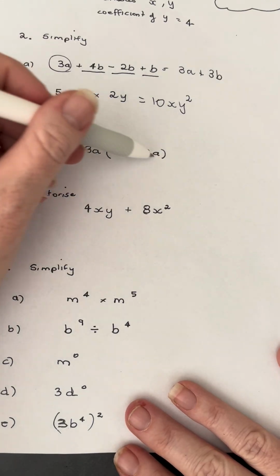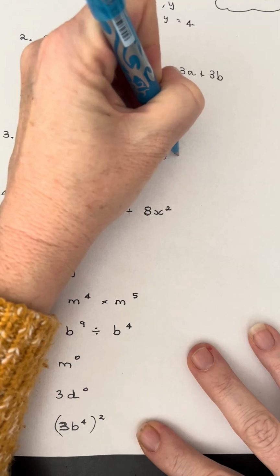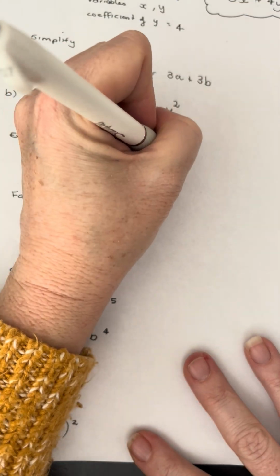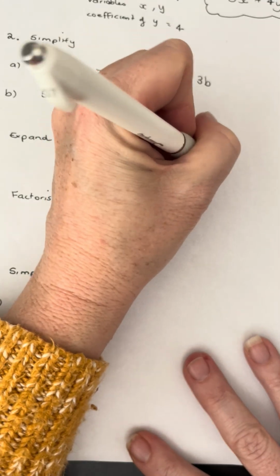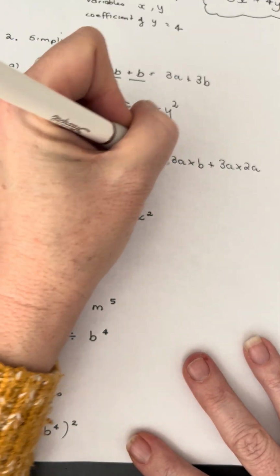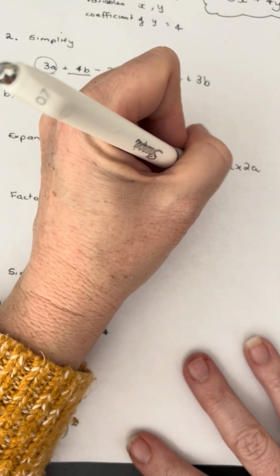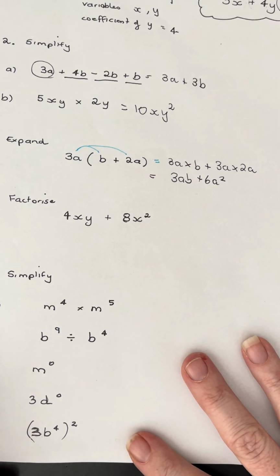Then we've got an expanding question, so I draw in my lines to tell me what I'm going to multiply. So I've got 3a times b, and then I've got 3a times 2a. So I get 3ab for the first part, and then I get 6a squared for the second part.